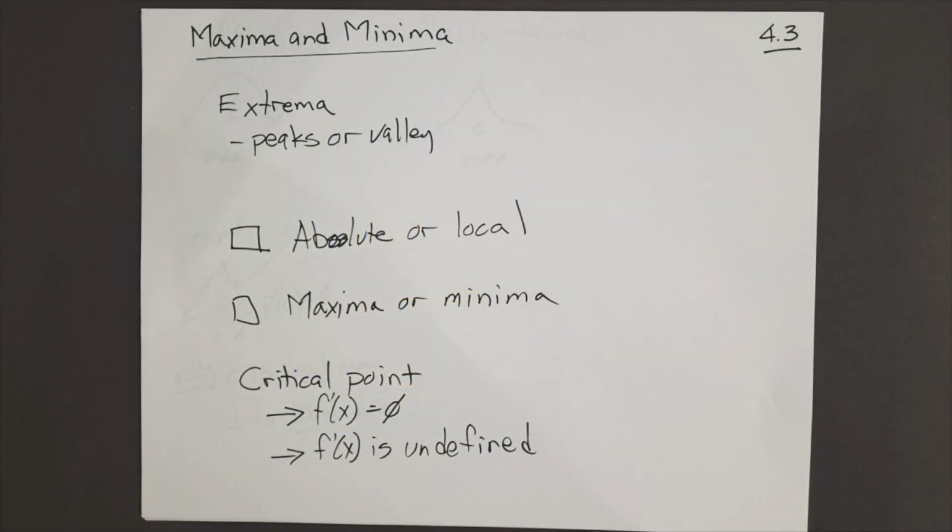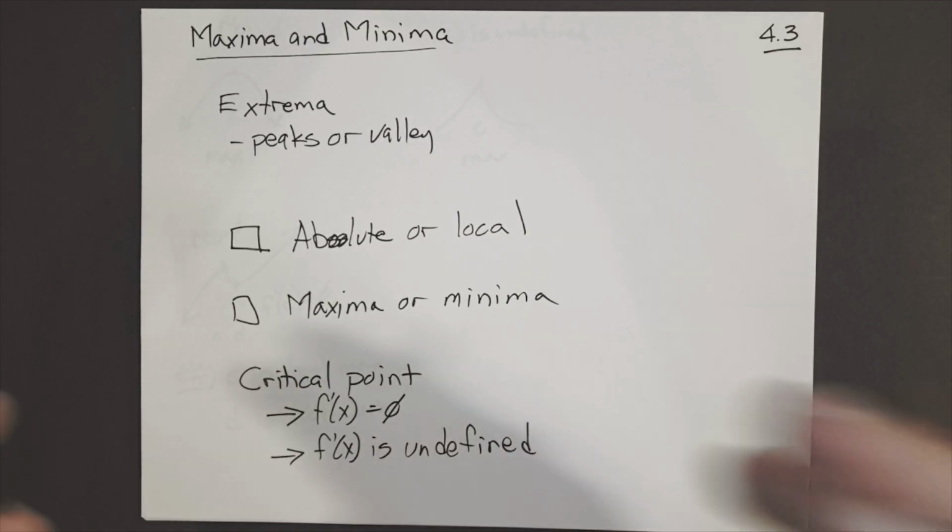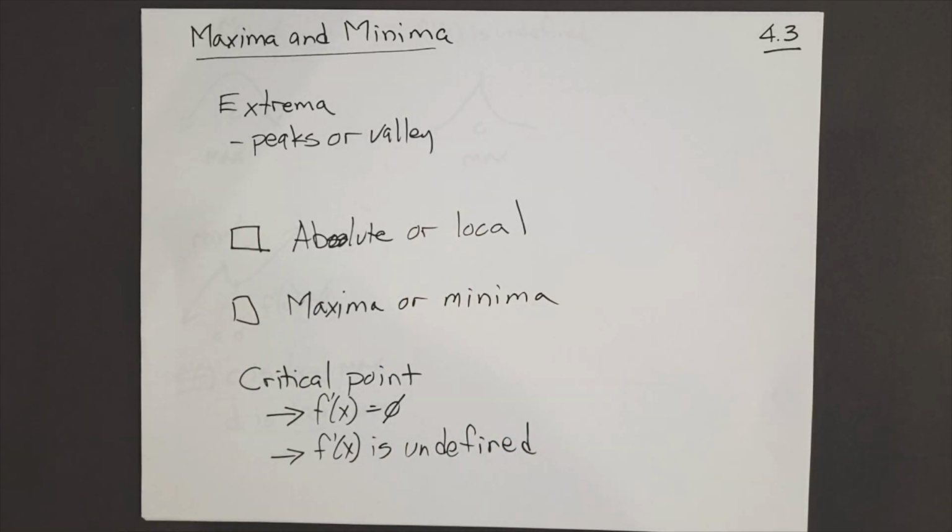All right, friends, we're starting into Maxima and Minima, which collectively are called Extrema. And this has to do with something else called critical points, so those are all kind of bundled together. So we'll talk about all of those right now.